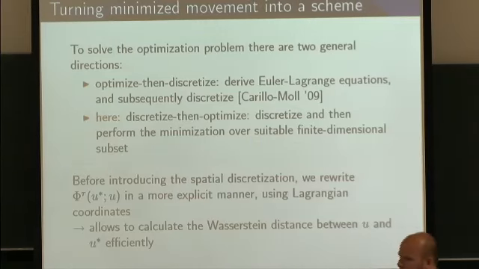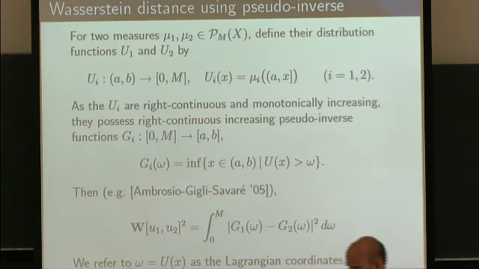Before I introduce the spatial discretization, I want to rewrite this functional in a more explicit manner using the so-called Lagrangian coordinates, because this will allow us to compute the Wasserstein distance between u and this u star more efficiently. So how can you compute that more efficiently? If you have two measures, you can define their distribution functions denoted by capital U, and these capital U's are right continuous and monotonically increasing. That means they possess right continuous increasing pseudo-inverse functions defined in that way.